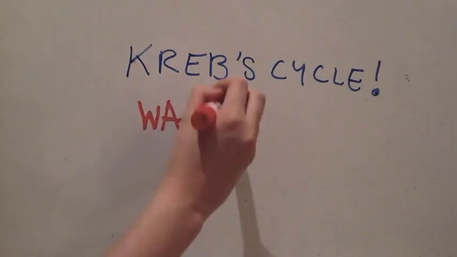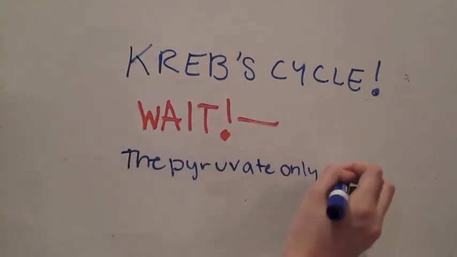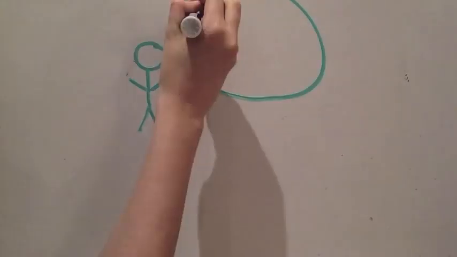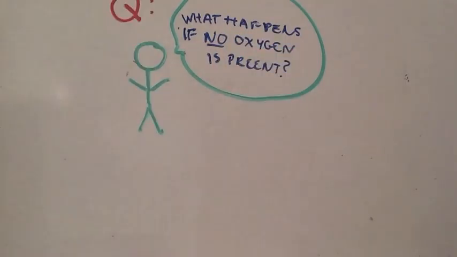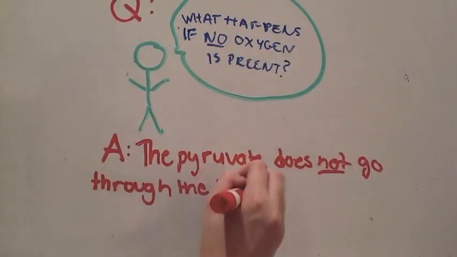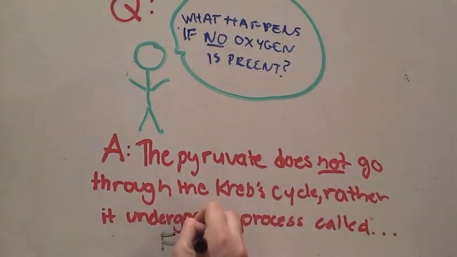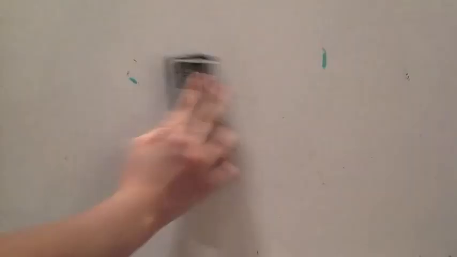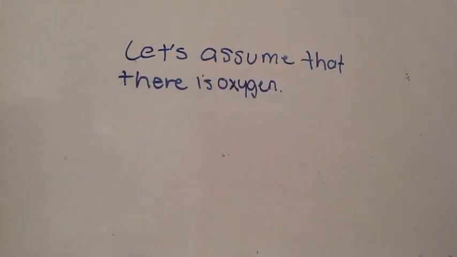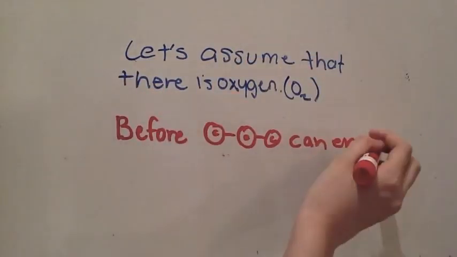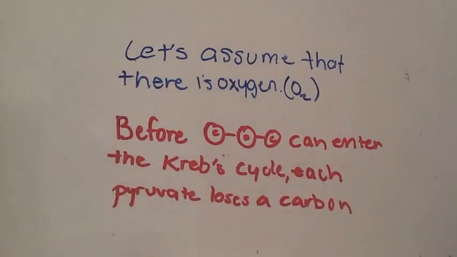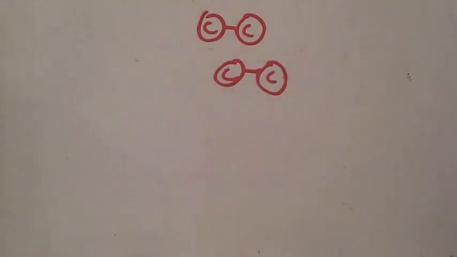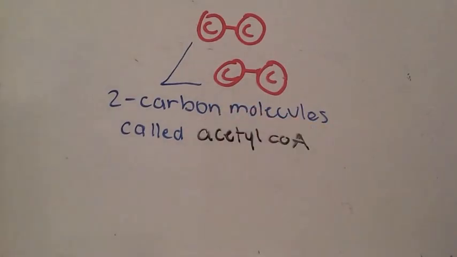Alright, now let's start the Krebs cycle. But wait! The pyruvate only moves on if oxygen is present. What happens if no oxygen is present? In that case, the pyruvate does not go through the Krebs cycle, rather it undergoes a process called fermentation. Let's assume that oxygen is present. Before the 3-carbon molecule can enter the Krebs cycle, each pyruvate loses a carbon. These new 2-carbon molecules are called acetyl-CoA.